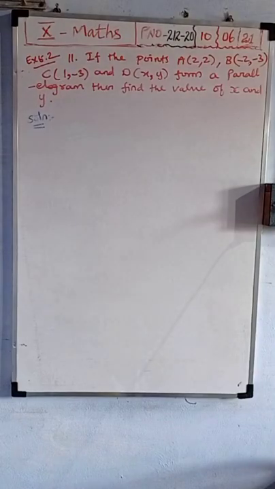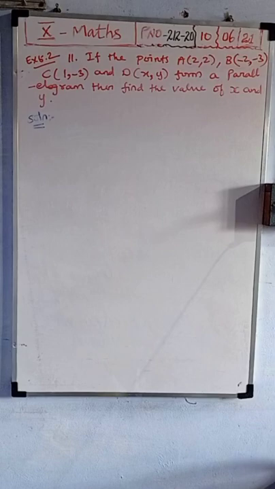Today we are going to see exercise 5.2, 11th question. If the points A, B, C and D form a parallelogram, then find the value of x and y. Because here D point is given as x comma y. So the question itself says it is a parallelogram.